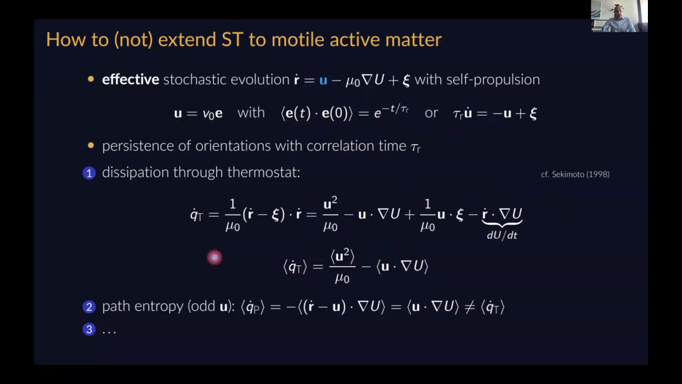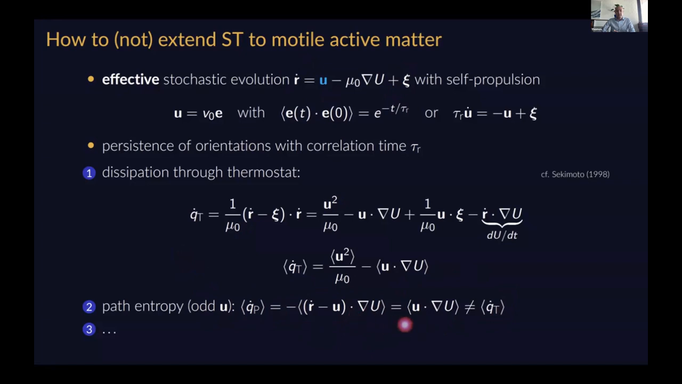You could also look at this equation here and say, okay, I'm looking at the path entropy. So what's the breaking of time reversal symmetry? We know how this works. You have to identify odd and even terms, and then what remains is the product between odd and even terms. So if you say that, for example, the speed is odd, then you get something like this.